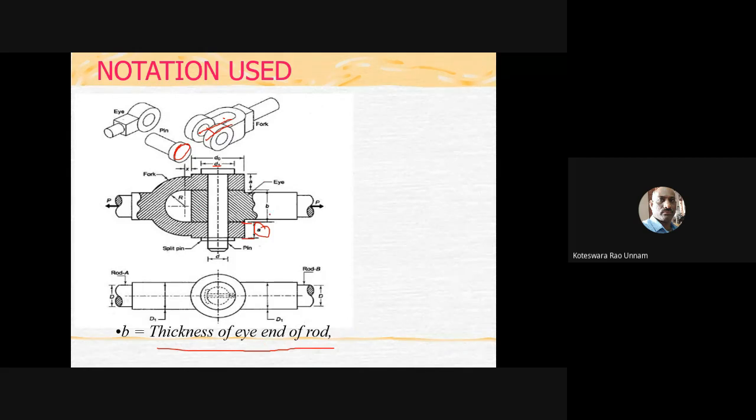Then B is thickness of eye end of the rod. So now it is corresponding to the rod. You can see that the eye end of the rod, this is the thickness here. This dimension is going to be B. This diameter is capital D we have taken. Then this is the enlarged diameter also, so this is I think D1 only. In that you have again your D. So this is going to be B here, that is thickness of eye end of the rod.